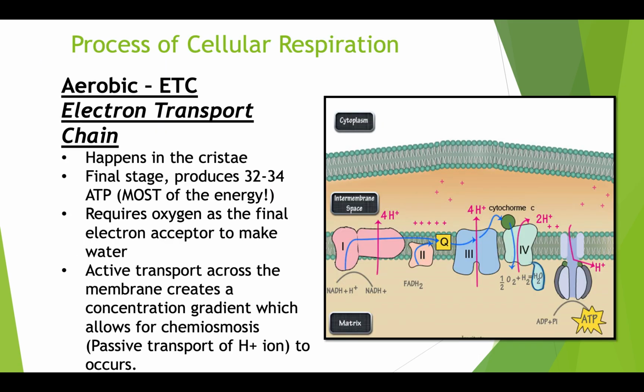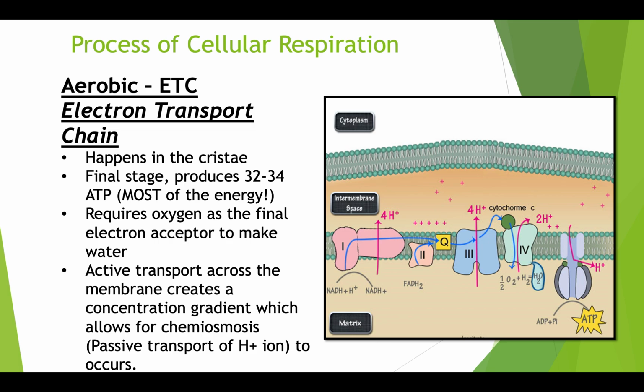Next part of the aerobic process is going to be the electron transport chain. This happens in the cristae of your mitochondria. This is the final stage, and it produces between 32 and 34 ATP. So this is where you get 85 to 90% of your ATP from in your body, from this specific portion of cellular respiration. So again, glycolysis only gave you 2. Krebs cycle only gave you 2. So you get between 36 and 38 ATP. 32 to 34 of it is coming from the electron transport chain.